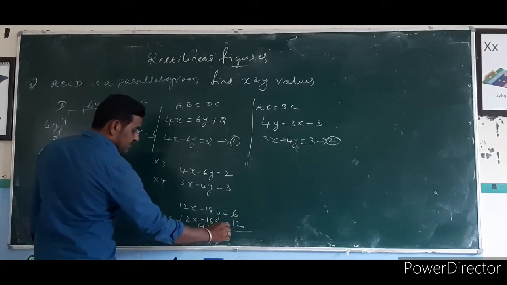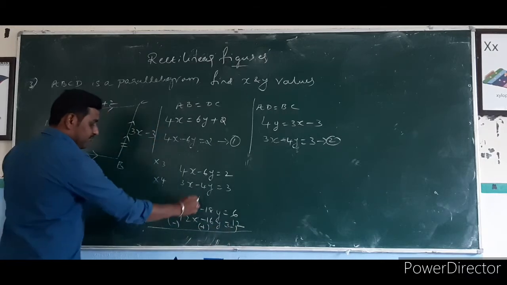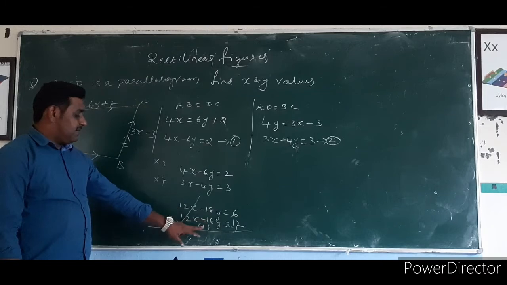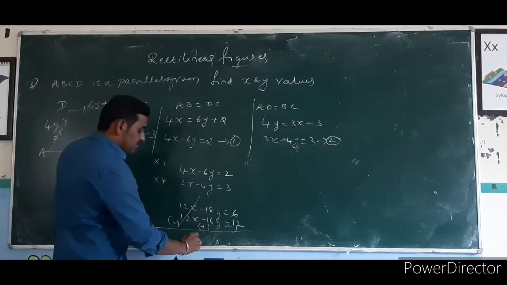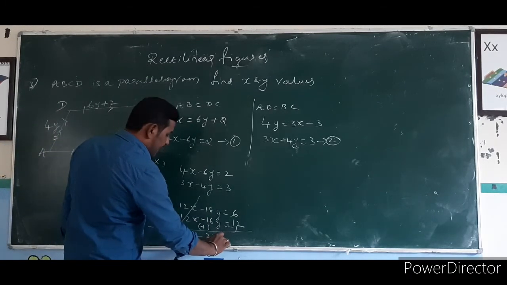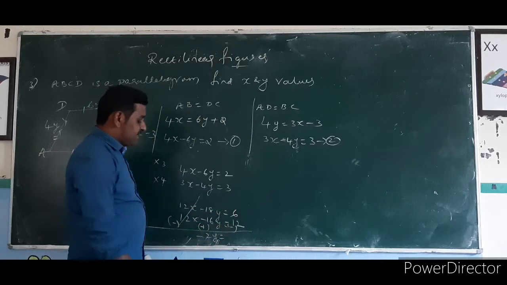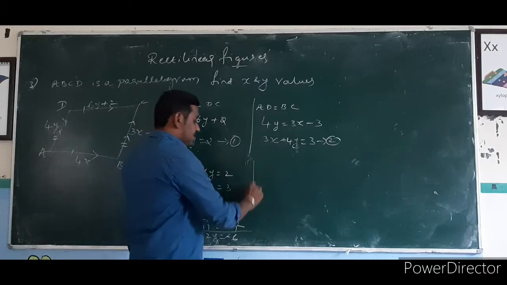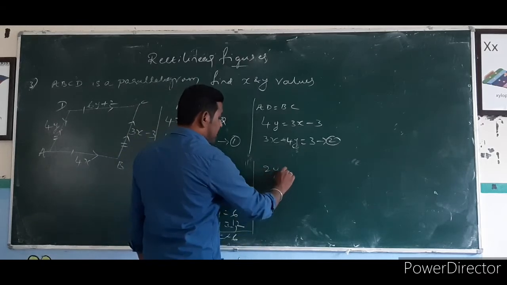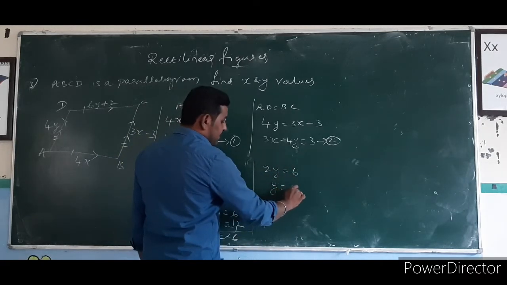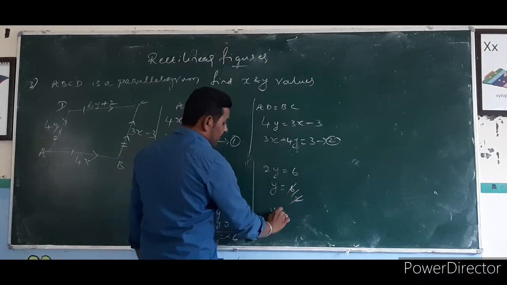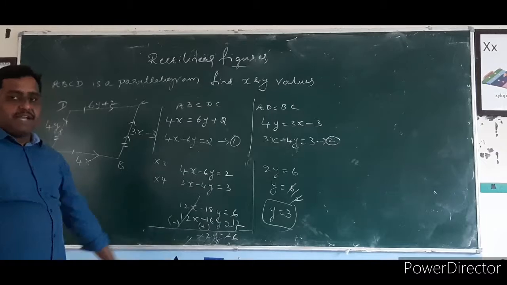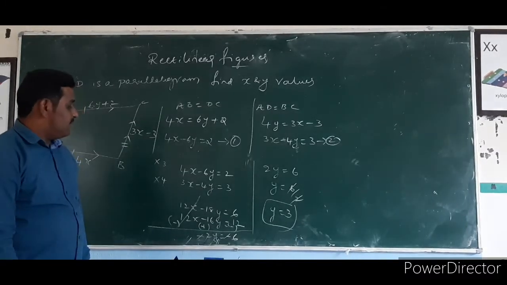The sign will be changed. 12x minus 12x will get cancelled. Here minus 18 plus 16 gives minus 2y. In the other, minus 12 plus 6 gives minus 6. Minus minus will get cancelled. That is 2y is equal to 6. y is equal to 6 by 2. The y value is 3. After finding the y value, you want to find the x value.